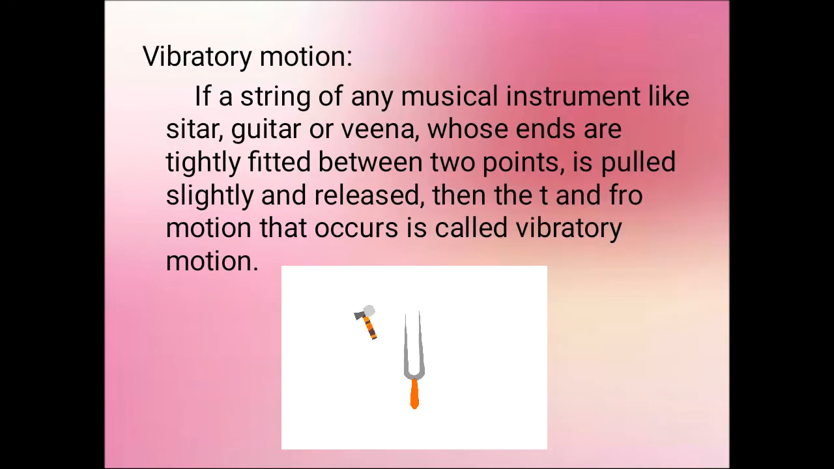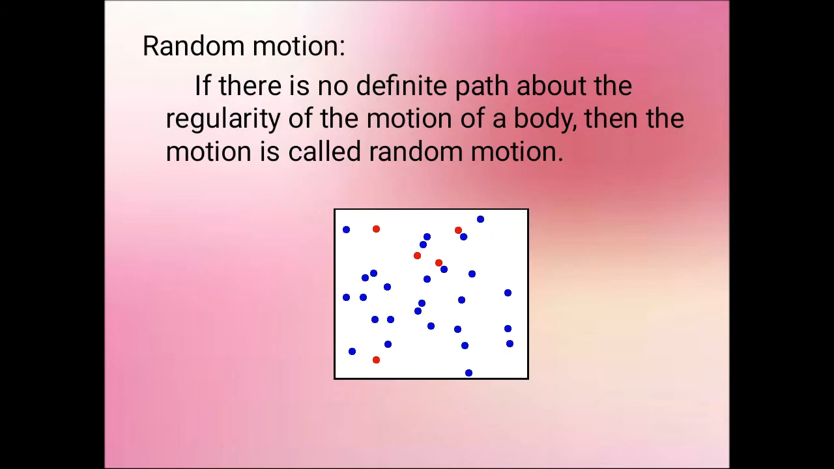Next, vibratory motion. If we start to hit a bench, or if we start to hit an empty vessel, it starts to vibrate. That motion is said to be vibratory motion, right? Or if we start to strike a musical instrument like sitar, guitar, etc., that motion is said to be a vibratory motion, right?